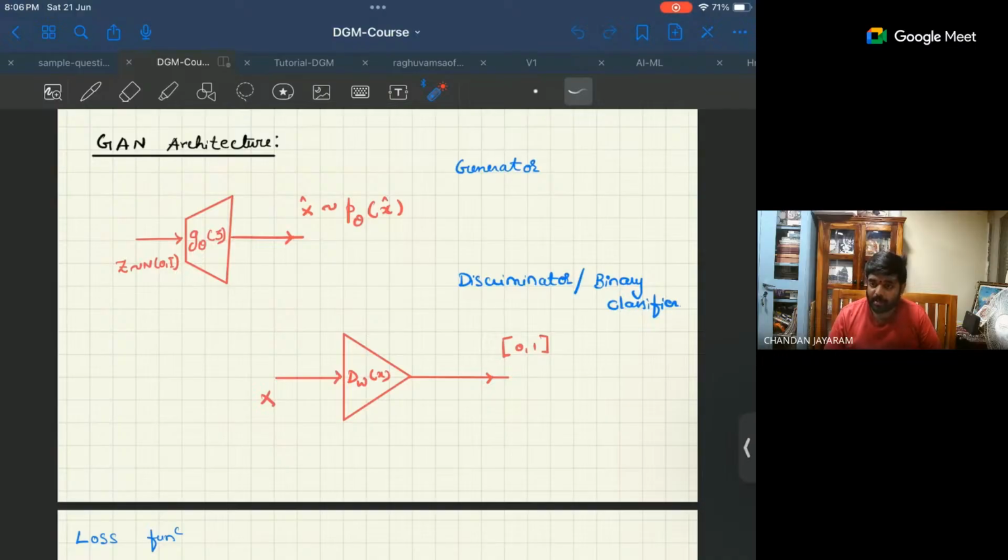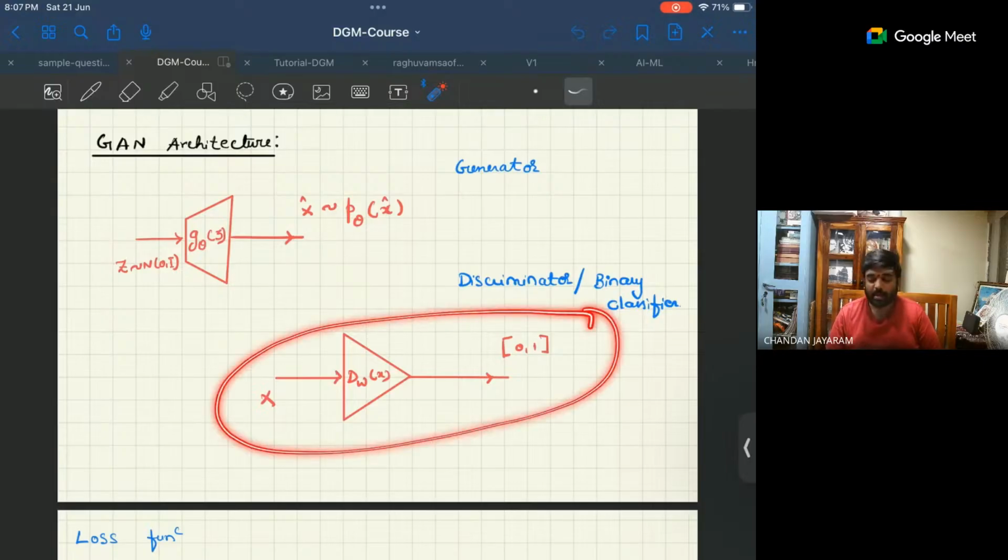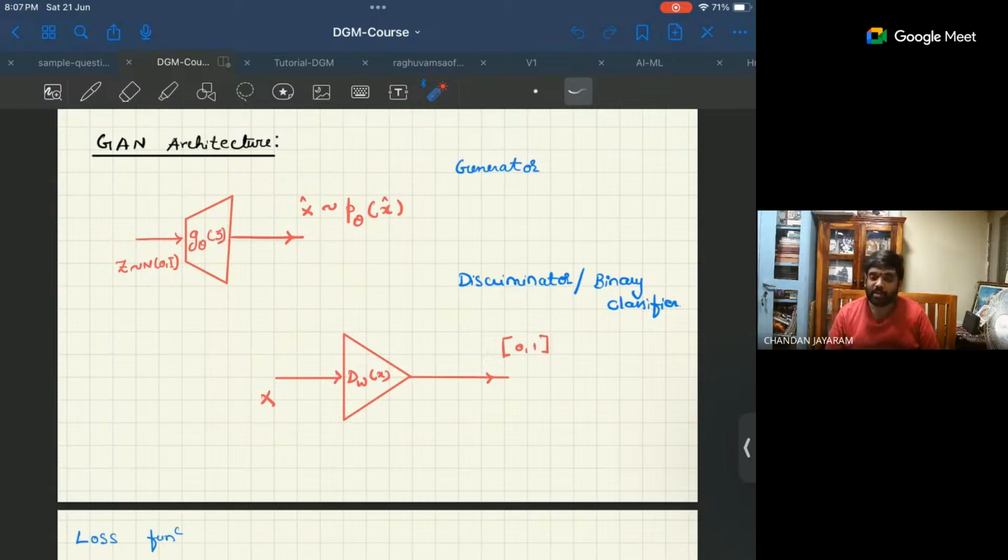Your discriminator is designed in such a way that you give x hat from p theta, and you give x from px, and it should not be able to distinguish. What does that mean? If the discriminator is not able to distinguish between the real data and the fake data, that means your generation is good. That is what we want. This is the structure that we have.